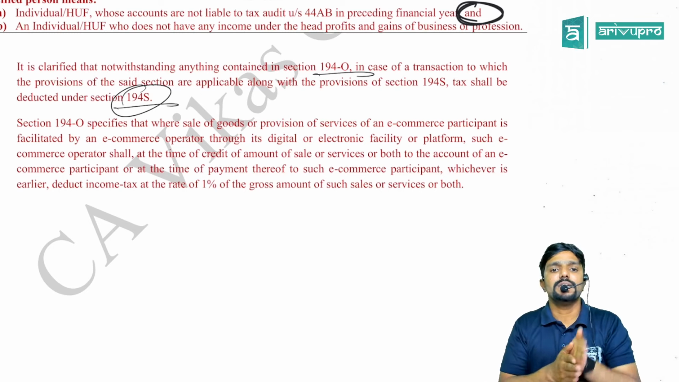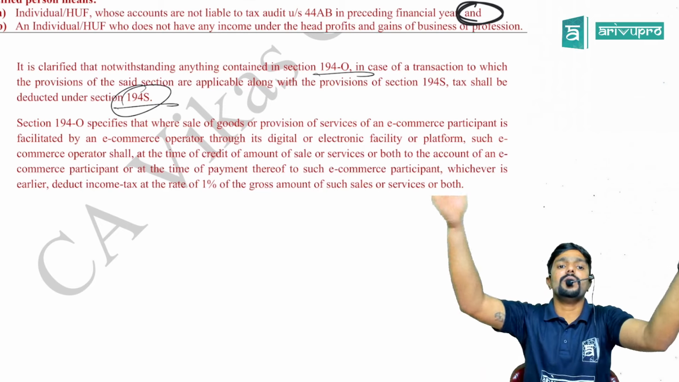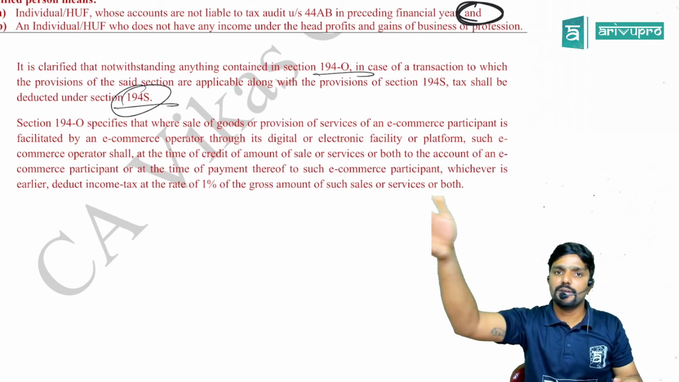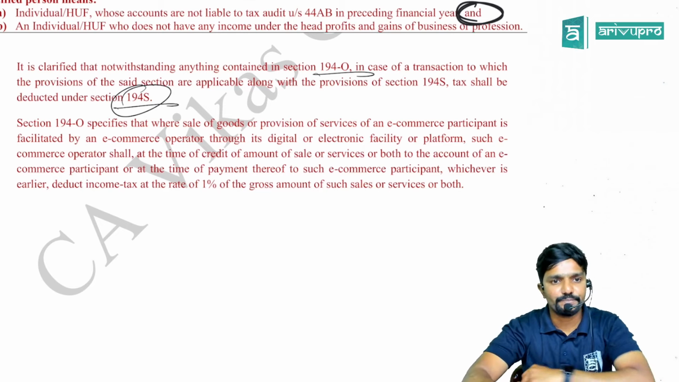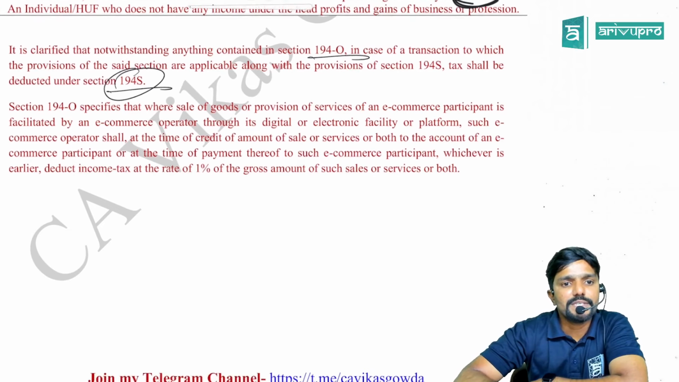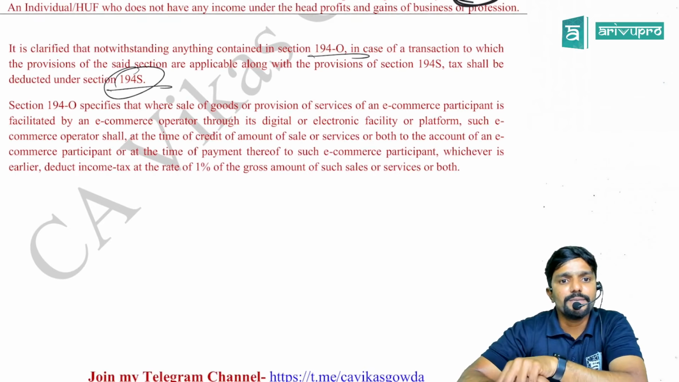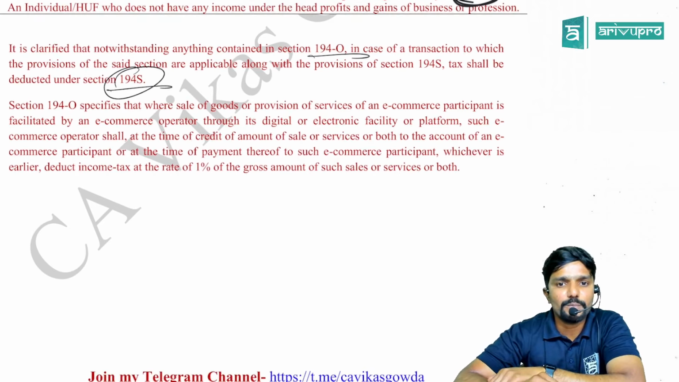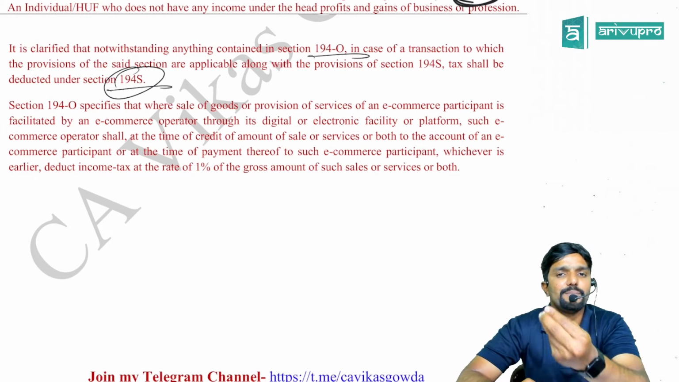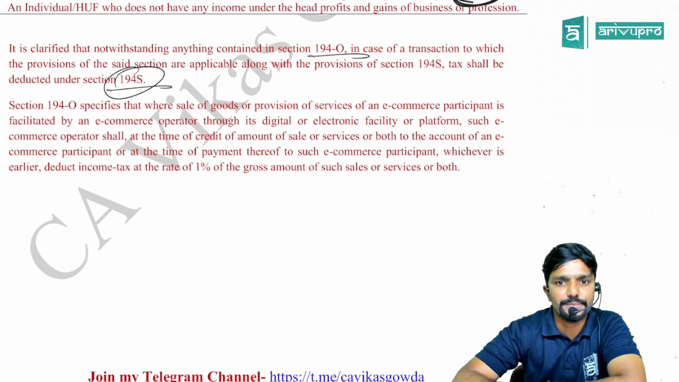So in that case, sir, will 194O be applicable or 194S be applicable? Yes, it is 194S, guys. Section 194O specifies that where sale of goods or provision of services of an e-commerce participant is facilitated by an e-commerce operator through its digital or electronic facility or platform. E-commerce operator is nothing but the platform through which we buy and sell, guys.